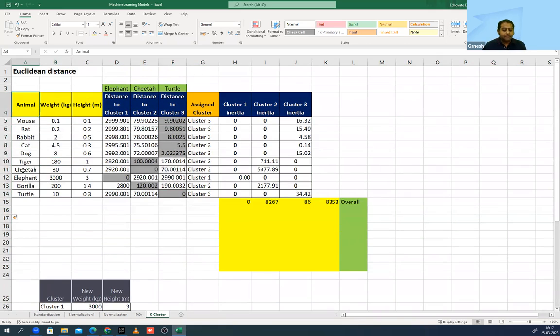Now what is happening? I have animal, their weight and height. And now the first step would be, in the first approach, I want to create 3 clusters. That is K. In this example, I have decided I will create 3 clusters. But because I've just started the process, I don't know what the center of each cluster is. So I can randomly pick 3 data points and say this is the center. In my example, I have randomly picked elephant, cheetah and turtle as the center of each cluster. You can pick anything. There's no problem.